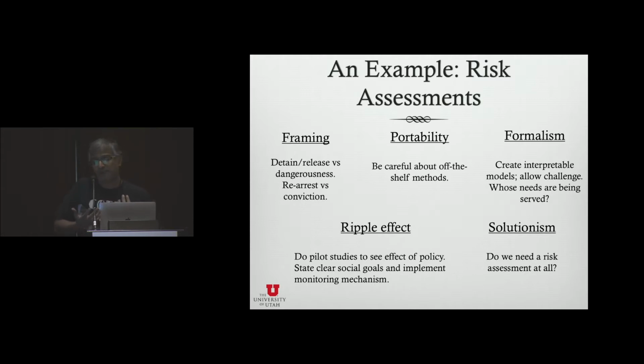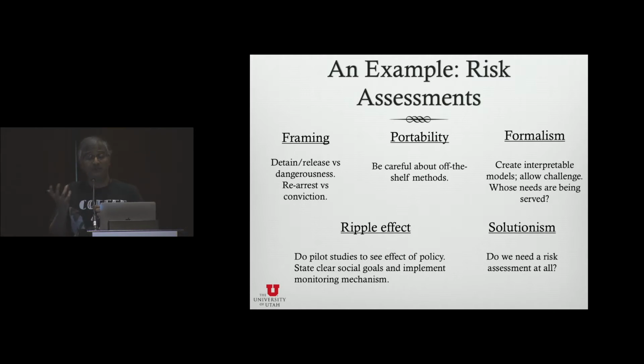Avoiding the formalism trap might mean that you want to create, for one thing, interpretable models. You might want to allow challenge. You might want to understand that the model has to address not just the prosecutors and the judges, but also the defense attorneys, and also the community where these decisions are being made and what kind of impact it'll have on them. Worrying about portability might mean that you have to be careful about off-the-shelf methods.